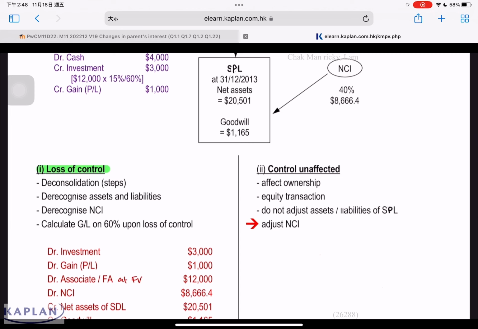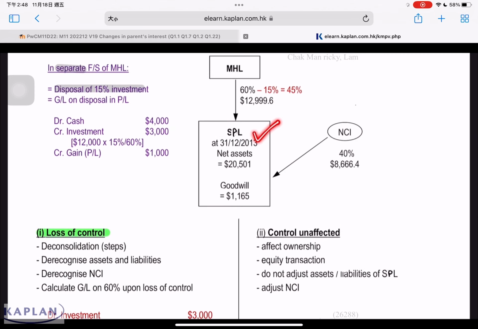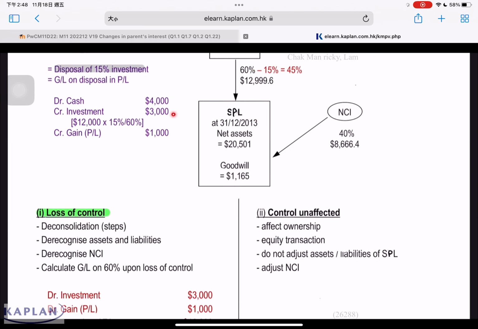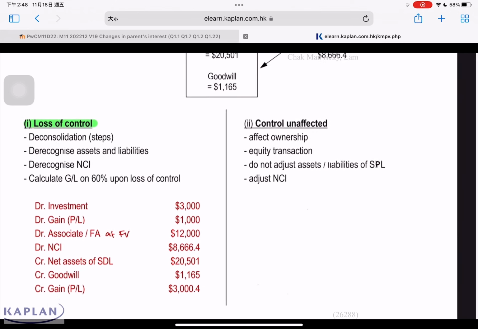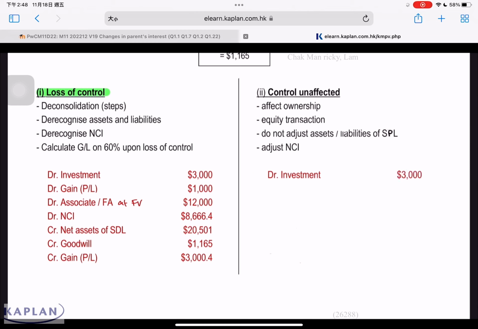We have to adjust the NCI. We still have control. Adjust the NCI. The investment credited, you must debit back the investment. The gain recognized at the group level, you must reverse, because at the group level, we do not account for a subsidiary as an investment. This gain on investment must be reversed at the group level. Debit investment, 3,000. Put back the investment. Reverse the gain, 1,000. Credit NCI.